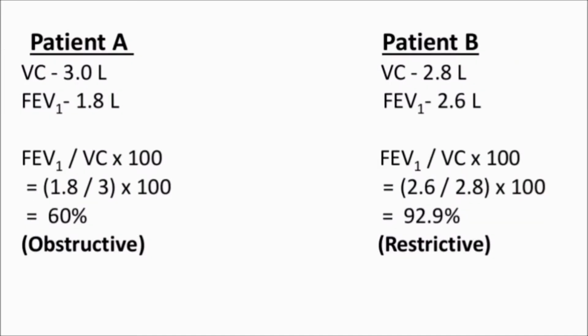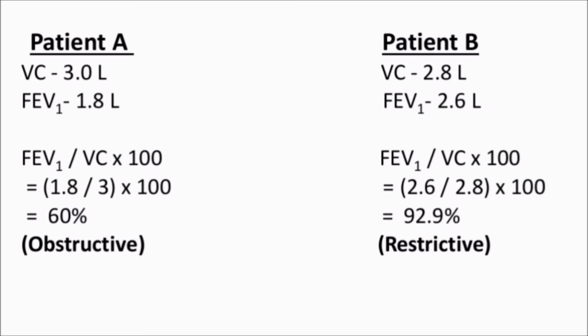For patient A, when you take the FEV1 by FVC ratio, we get 1.8 divided by 3 into 100. So we'll get around 60%. So 60% means it's less than 70%. So we have to conclude that patient A has obstructive lung disease.